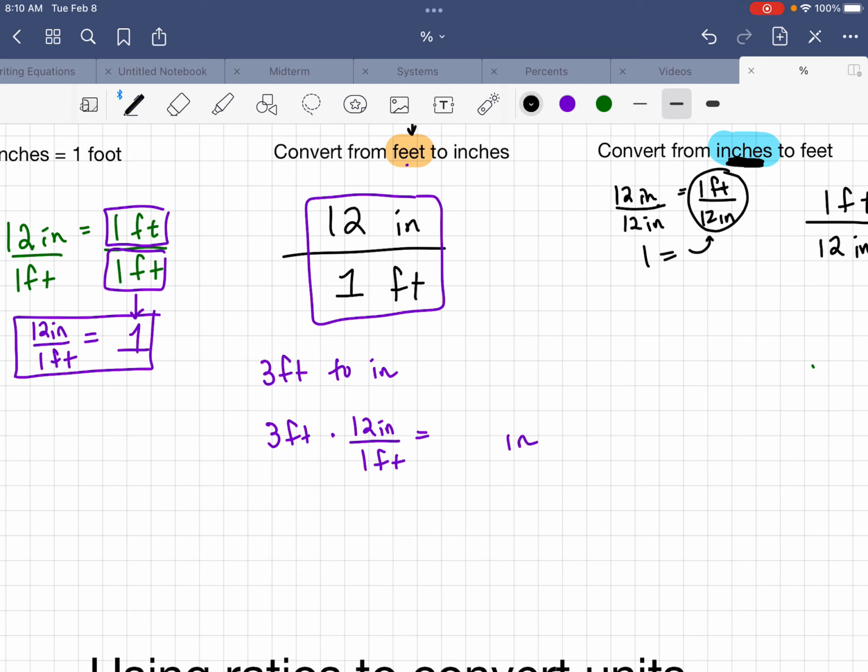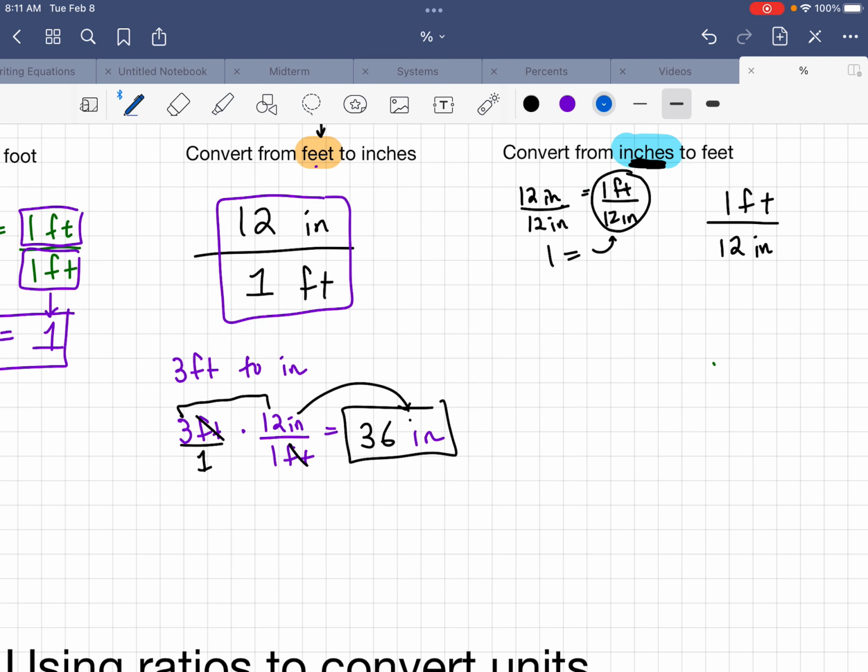And I know that the 3 feet is also 3 feet over 1. So that's also a fraction. So I'm going to multiply 3 times 12. The feet will cancel. I leave the inches. 3 times 12 is 36. So I get 36 inches.